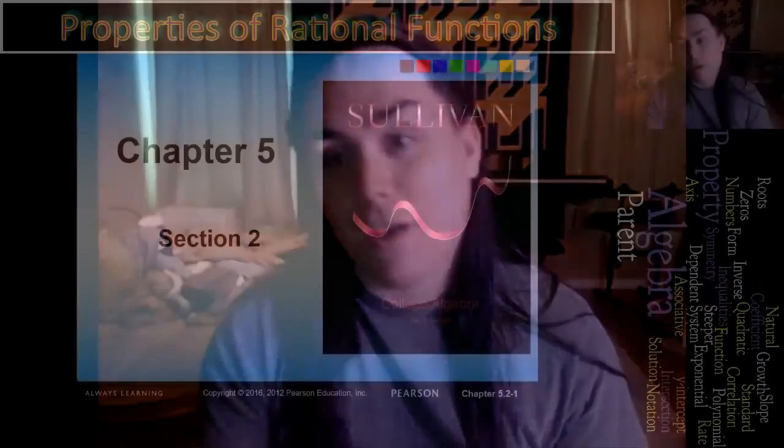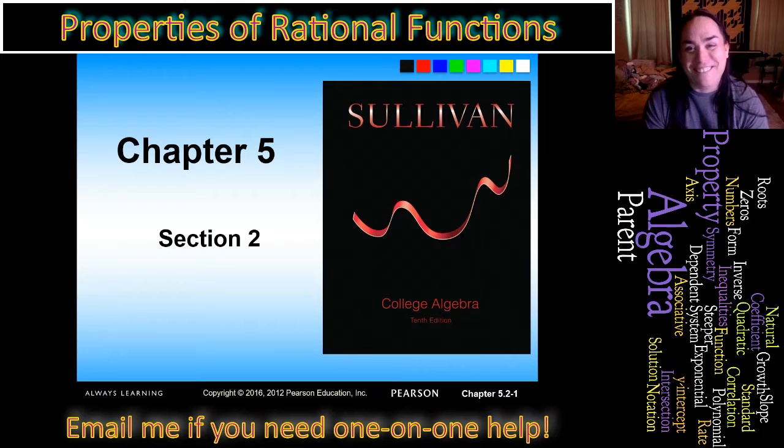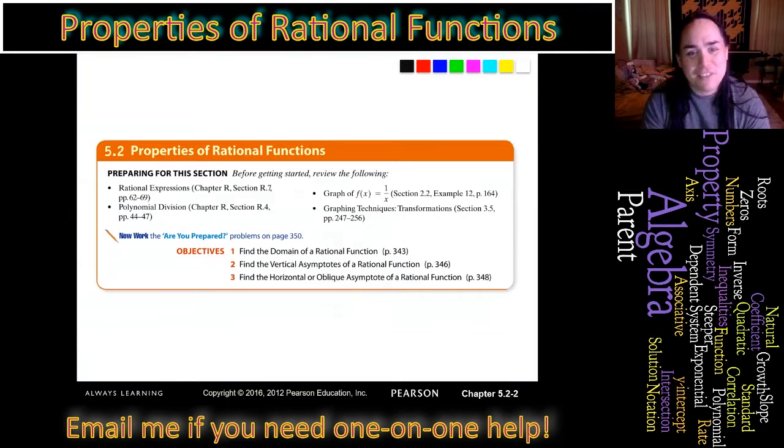All right, so today we are going to be moving on. Look at that. How nice does that look? We're going to be moving on to chapter 5, section 2, and this is on rational functions. So we will be finding the domain of a rational function, finding the vertical asymptotes, and the horizontal or oblique asymptote of a rational function.